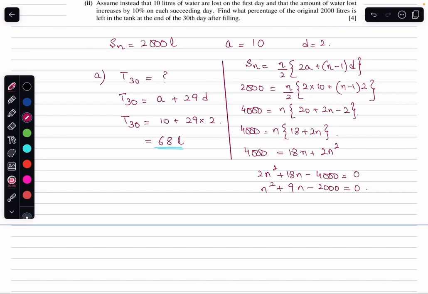Solving this quadratic equation, the n value here is 40.44 and also negative 49.45. Obviously the n value here cannot be negative. So I should be getting the n value of 40.44, or I can say that this n value here is going to be 41. So this is going to be the answer, the number of days, which is 41, where the tank completely becomes empty.